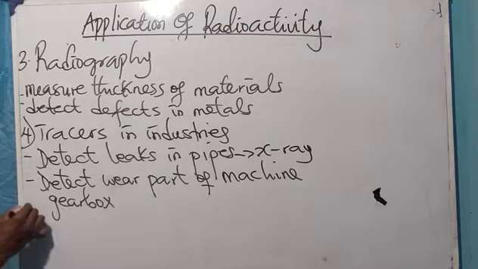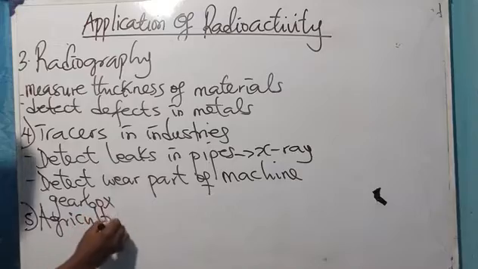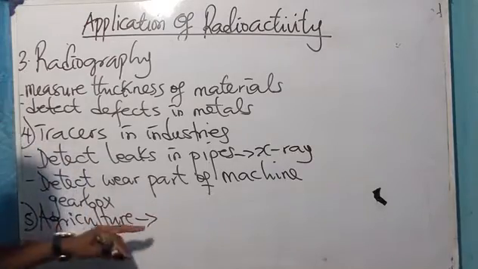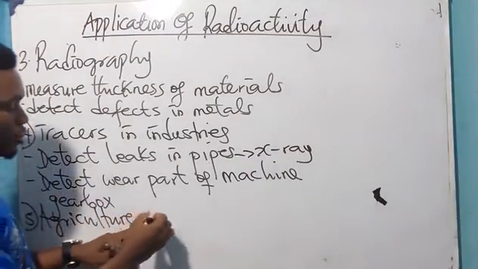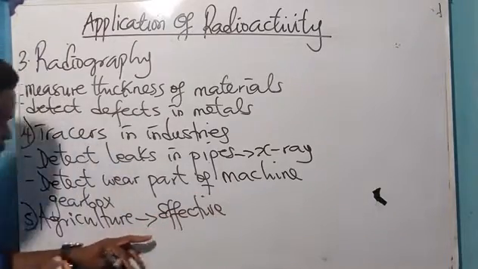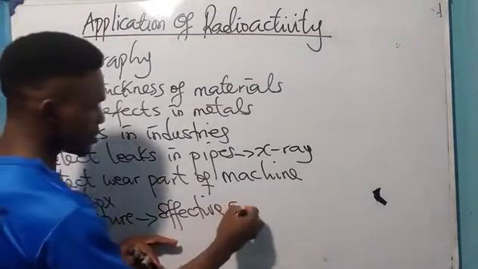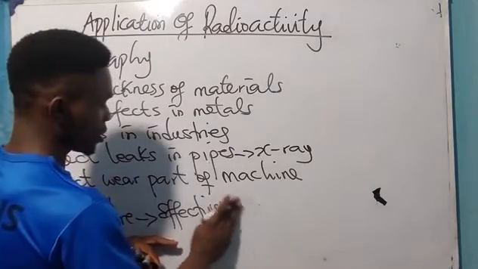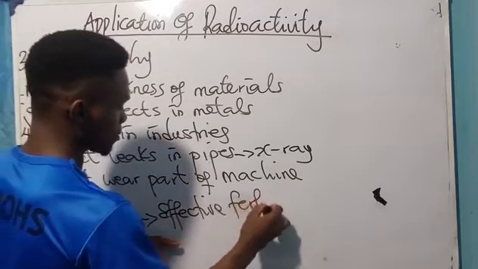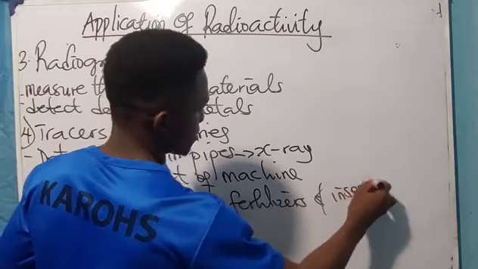Number 5, in agriculture, radioisotopes are used in the production of effective chemicals. In agriculture, radioisotopes are used to produce effective fertilizers and insecticides.